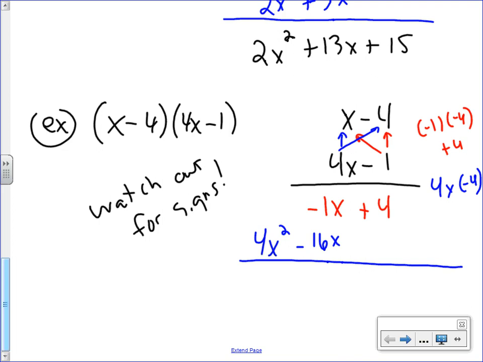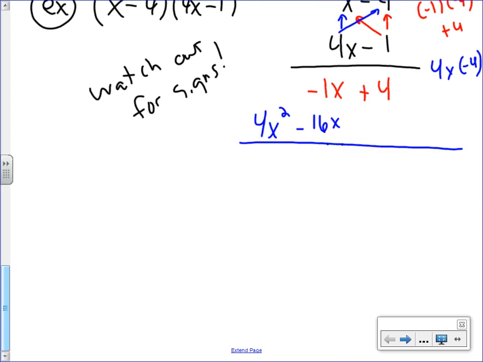Yes? Oh, would you prefer us not to put the 0 under the 4? You can put the 0 under the 4 if it makes you happy. Okay? It does not matter one bit. And then add your like terms. And there you go.